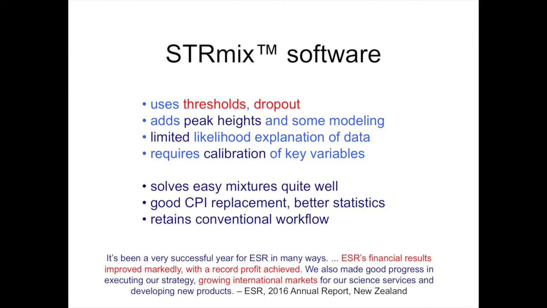It doesn't do a vast amount of modeling. Modern statistical systems in all fields, like TrueAllele, spend most of their time measuring their own uncertainty. Simpler systems don't. It also requires calibration on data because it doesn't have all of that modeling and all those variables, so it needs to fill in what those values are from other data. It solves easy mixtures quite well. If you test it, you'll see on simple 2 or 3 person mixtures that don't go much below 20%, you get nice answers. In the workflow of a lab, it's a good replacement for CPI, the PopStat software from the FBI. It gives much more accurate numbers within that limited range, and it retains the conventional workflow.